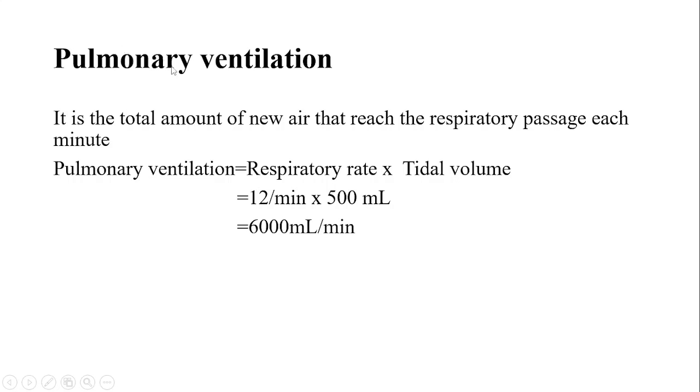Now comes the pulmonary ventilation. The total amount of new air reaching the respiratory passage in each minute is called the pulmonary ventilation. So if we calculate how many respirations take place per minute, that is our respiratory rate, and multiply this with the tidal volume, that will be our pulmonary ventilation. Normal respiratory rate is about 12 per minute on average, and tidal volume is about 500 ml, so the pulmonary ventilation will be 6000 ml or 6 liter per minute.